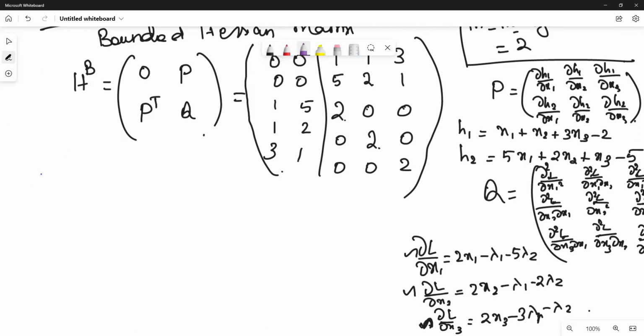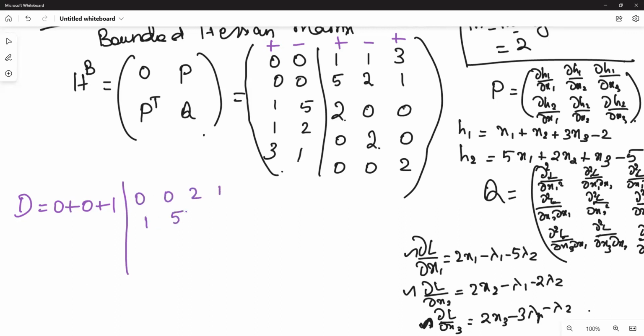Next step, I have to check the sign of the minor of this matrix, D. How will you calculate D? Starting with signs plus, minus, plus, minus, plus. First 0 into the determinant of the remaining rows and columns after deleting the corresponding row and column, anyway it is 0. Second is also 0. Plus 1 into the determinant, eliminating the corresponding row and column, of 0, 0, 2, 1, 1, 5, 0, 0, 1, 2, 2, 0, 3, 1, 0, 2.